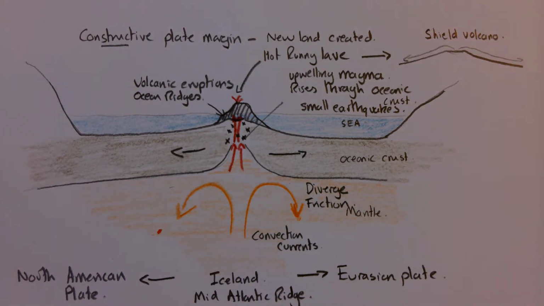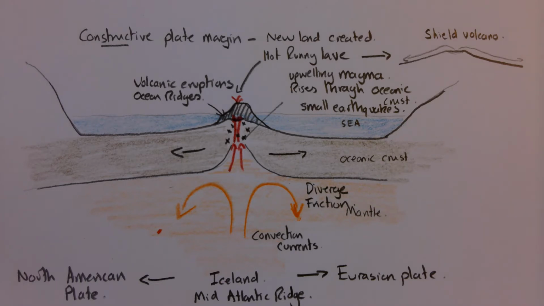Make sure that you've got all the information on your table, including the direction of movement, the types of tectonic activity you will find, as well as an example of where this type of plate margin can be found on the Earth. Let me ask you some questions. What is causing the oceanic crust to pull apart at constructive plate margins? Well done. It is the convection currents in the mantle.